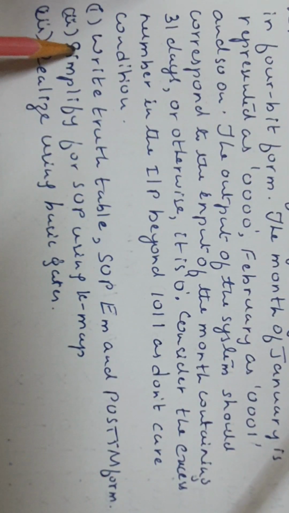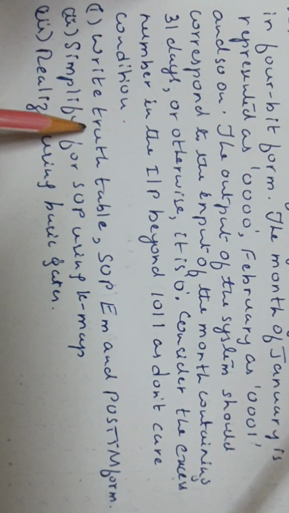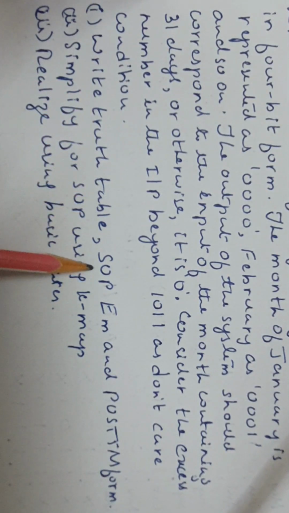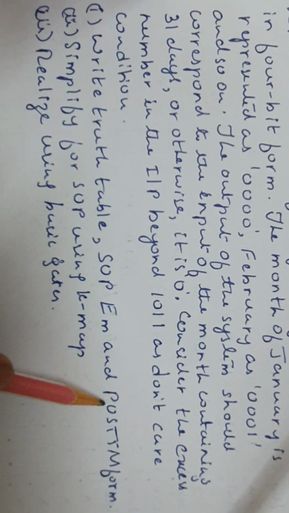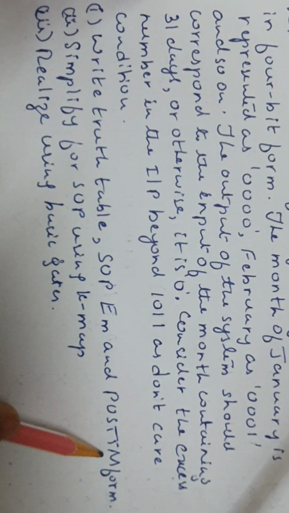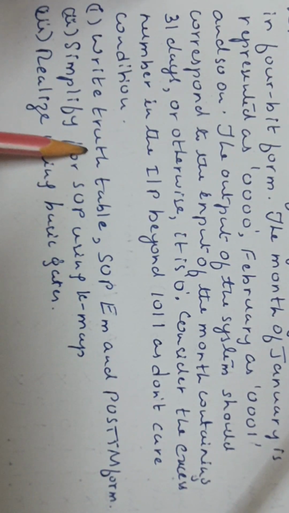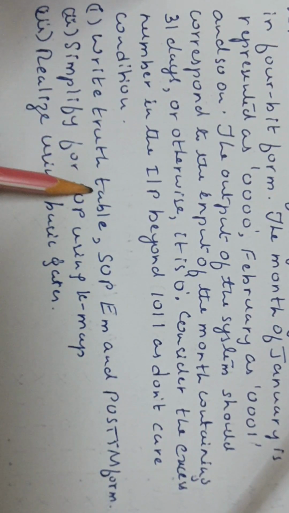There are 3 questions in this. The first question is to write the truth table, SOP, sum of products, that is sigma m, and product of sums, that is product of max terms. In that form we have to get the Boolean expression from the truth table. Simplify for SOP using KMAP. So we have to get the simplified sum of product expression from KMAP. Third one, realize using basic gates.